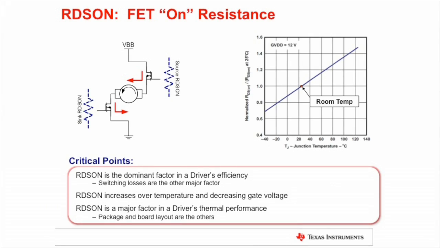RDS-on is by far the dominant factor to consider in terms of thermal performance and efficiency on an integrated motor driver. RDS-on is typically spec'd at room temperature. The thing you need to take into account is that your design, when actually operating, is going to run at a much higher temperature. So that 25 degrees C number, while a good figure of merit in terms of comparing one device to another, is not the right number to look at on your thermal calculations. You need to look in the data sheet, look for the higher rated number, typically plus 85 degrees C, and use that number in your calculations.